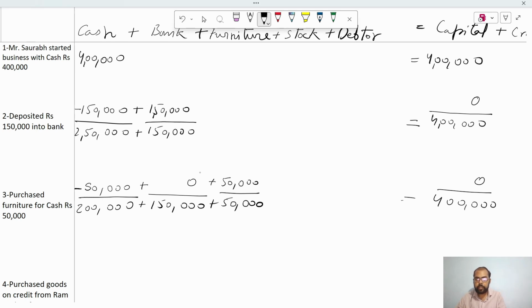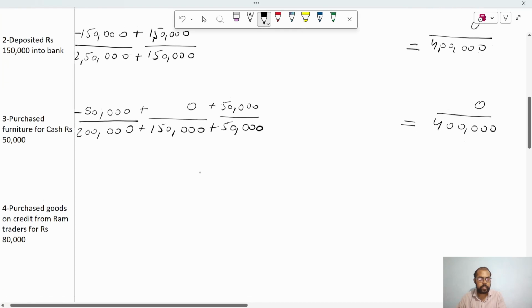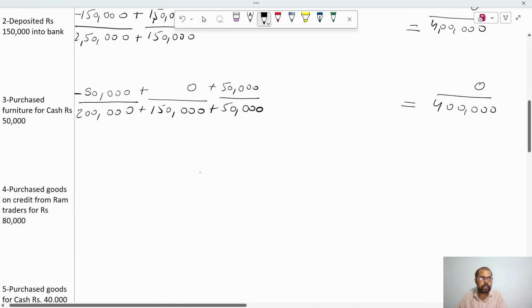In the third transaction also you can see the balance remains equal. Okay, here it is 2 lakh, 1,50,000, 3,50,000 plus 50,000, that is 4 lakh. Now moving to the next transaction. The next transaction says that purchased goods on credit from Ram Traders for rupees 80,000.